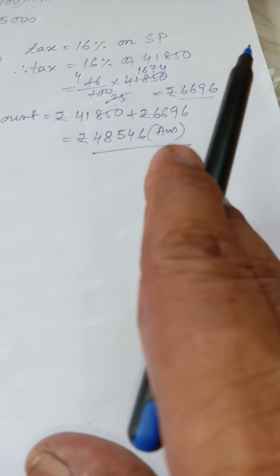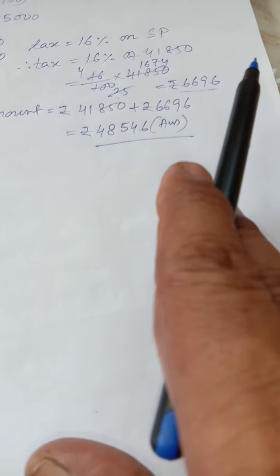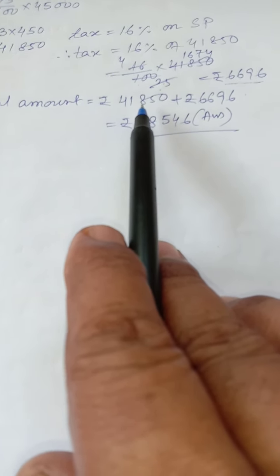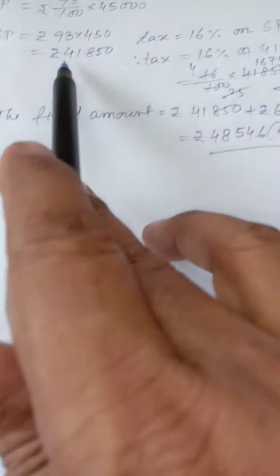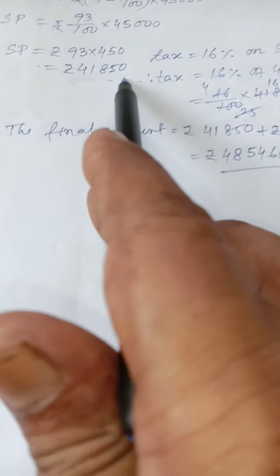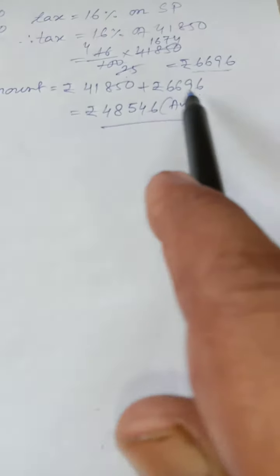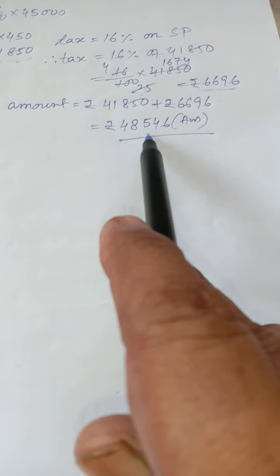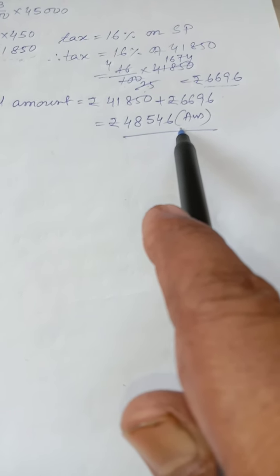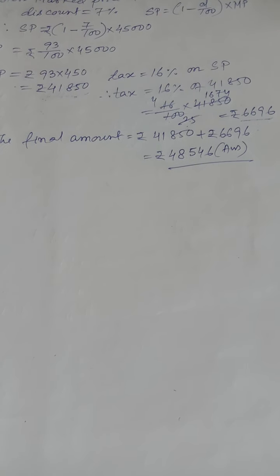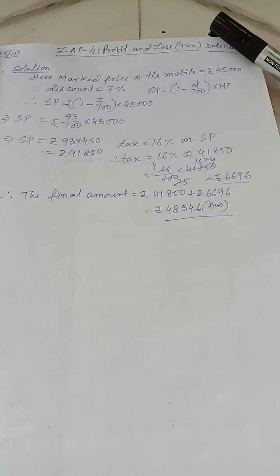Final amount will be what? Final amount always, on SP only tax was levied. So SP was this only, 41,850. So 41,850 plus the tax amount. If you add it, you will find 48,546. That will be the answer. I hope you understood. Solve the remaining sums. Doubt if any, then you ask me.